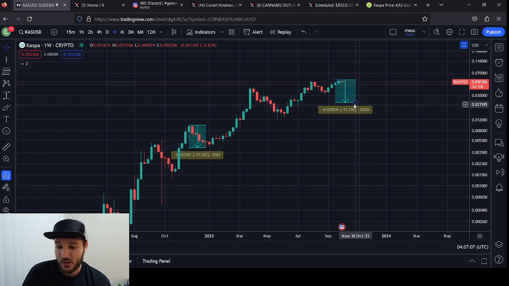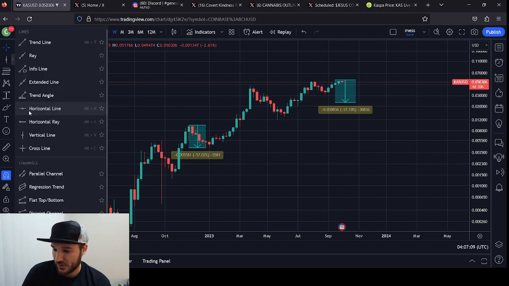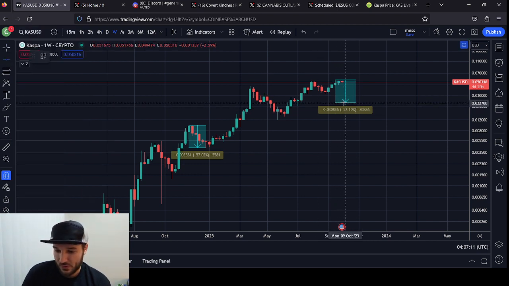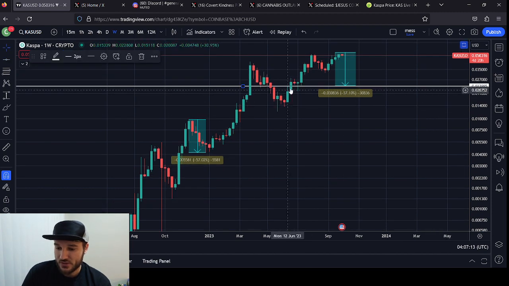That is a significant level, in my opinion. If we were to put a line right there, that is pretty in line with that 1.618 as well. You can see where you found support over here, you found support over here.